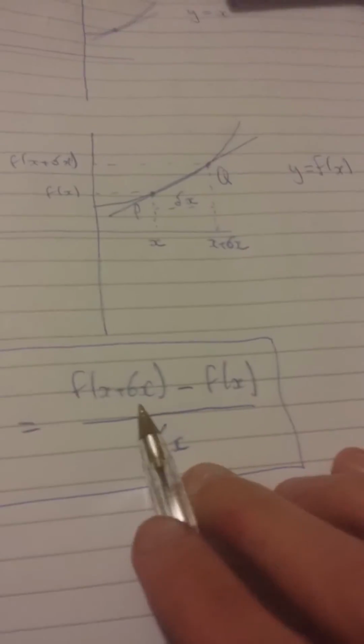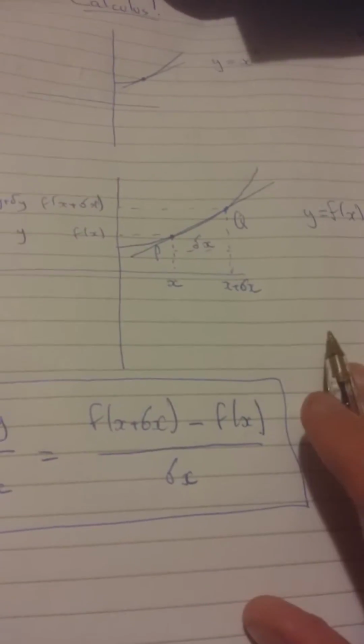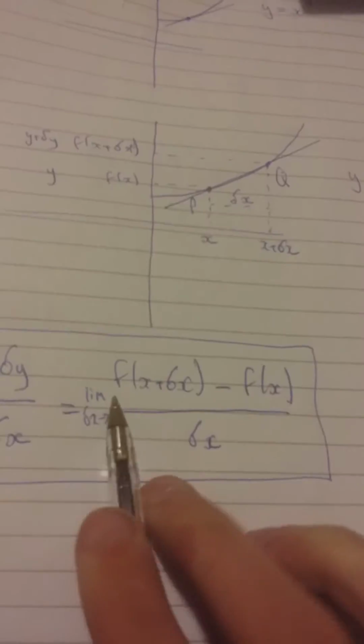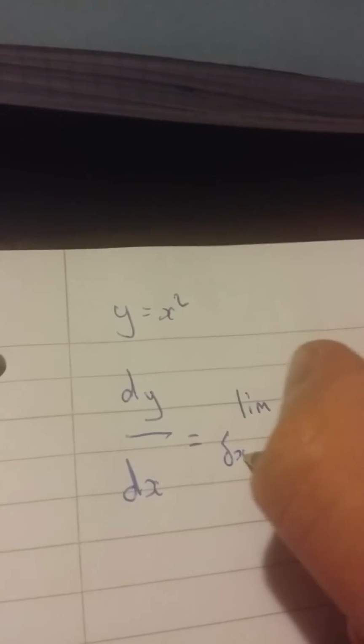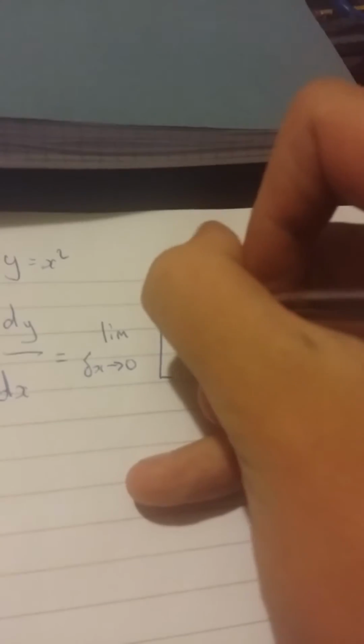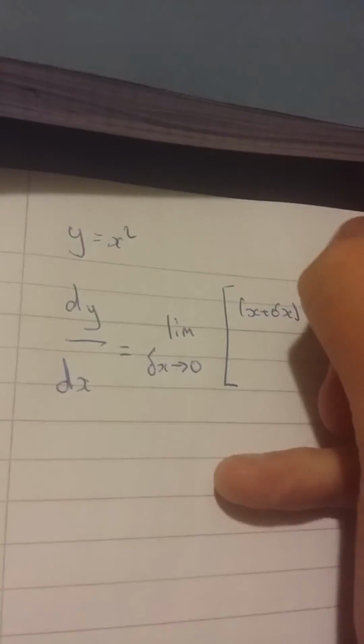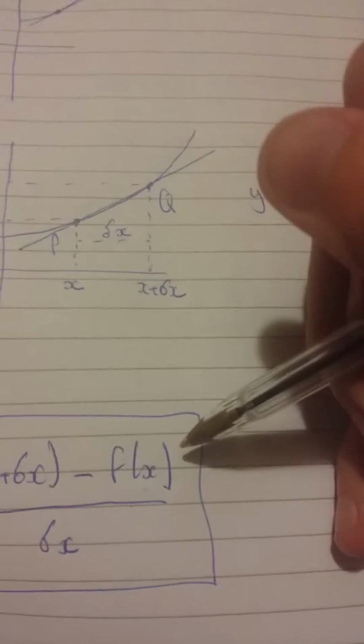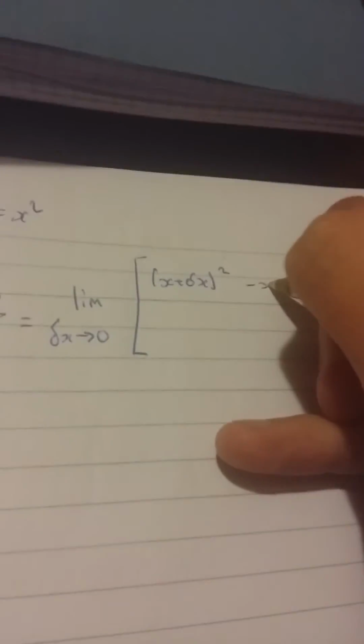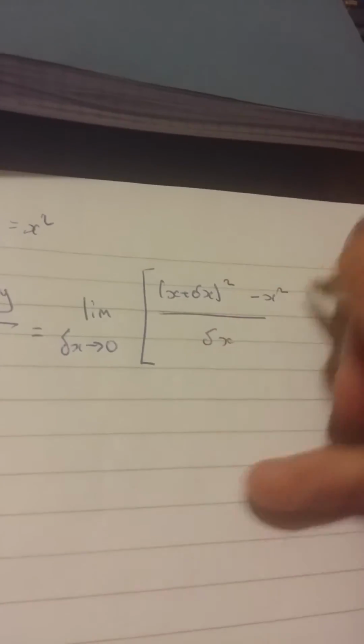So it's the limit as delta x tends to 0 of this. So let me just write that in there a bit more explicitly. There you go. Limit as delta x tends to 0 on the side as well. We refer to the gradient function as dy by dx. So dy by dx is equal to the limit as delta x tends to 0 of, so we have f of x plus delta x. So if f of x equals x squared, then you've got x plus delta x all squared. You've got minus f of x, and again minus x squared, all over delta x.